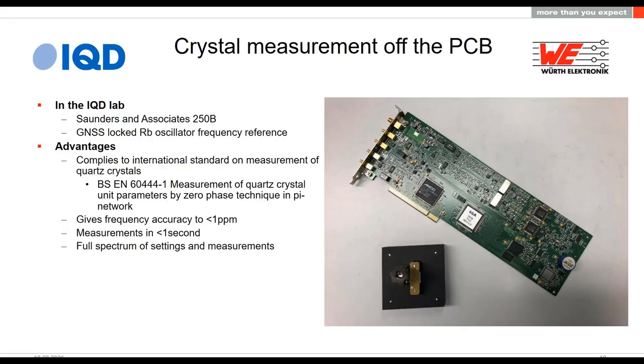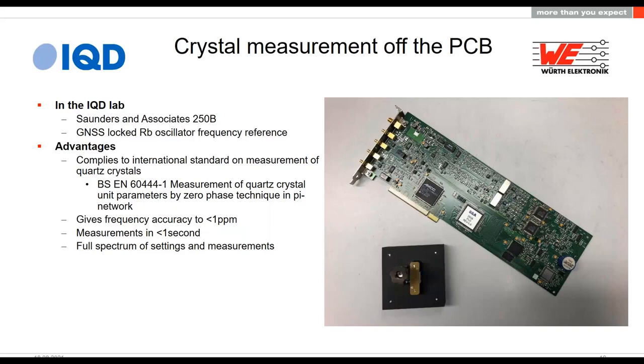The really cool thing about an instrument like this is that it does conform to BS 60444 Part 1, measurement of quartz crystal unit parameters by zero phase technique, and anyone in my industry will be able to quote that to you. That is the de facto international standard for how you measure a piece of quartz. We need to have that because a quartz is basically a lump of rock. It doesn't do anything unless you excite it. So you need to have an agreed method for how you excite it and how you measure it.